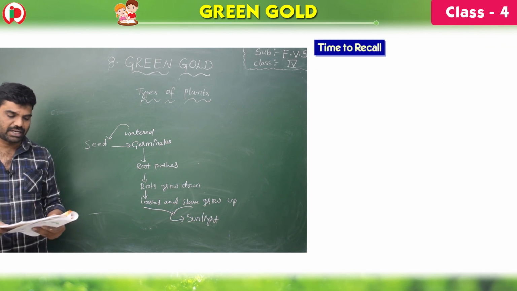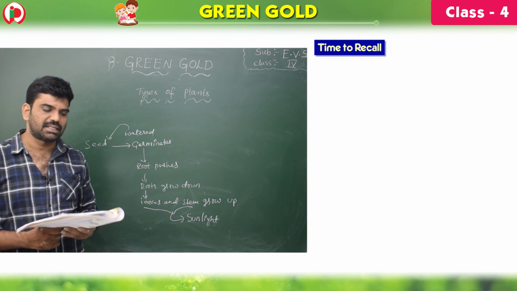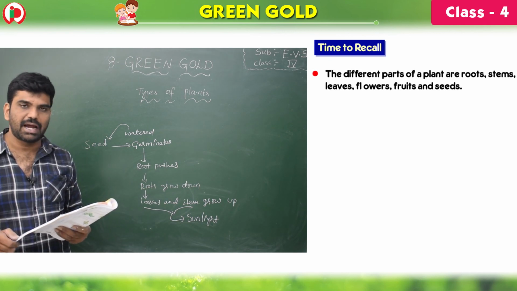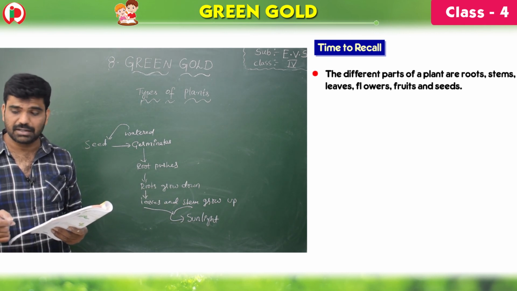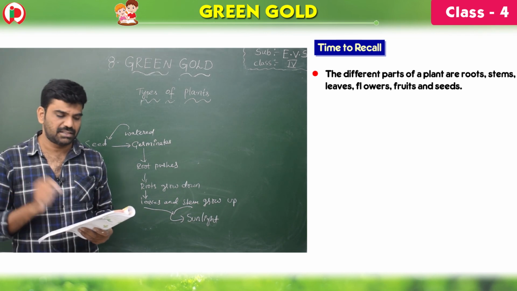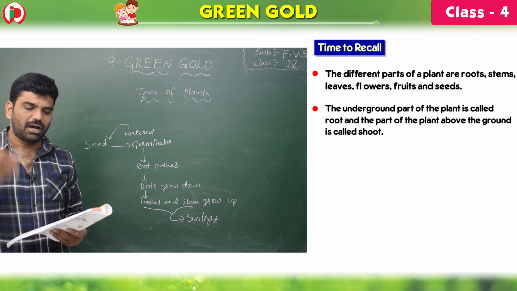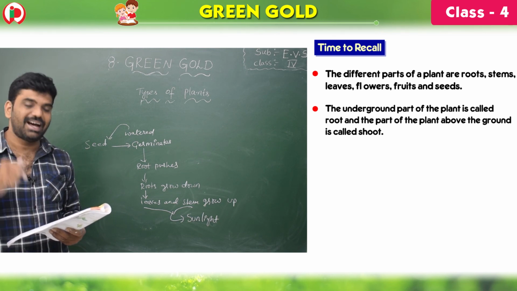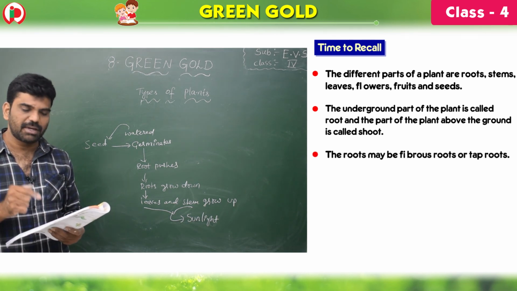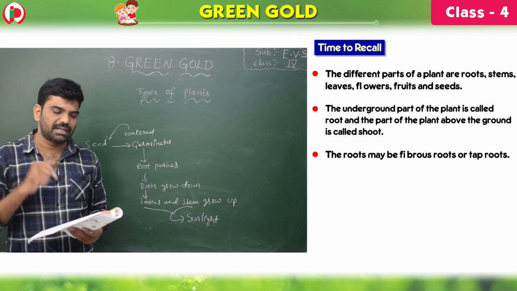Now it's time to recall, children. Let's see what we have learned in this lesson. What are the different parts of a plant? Root, stem, leaf, flower, fruits and seeds. The underground part is called the root, and above the ground, the shoot or stem. Roots may be of two types, children: fibrous or taproot.